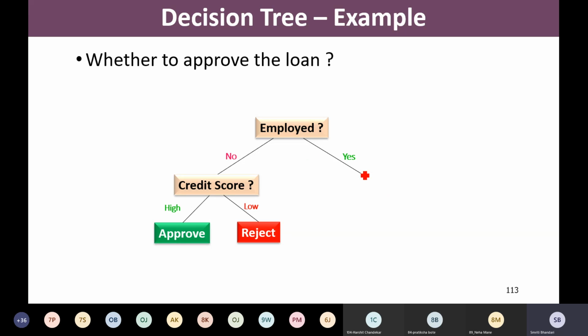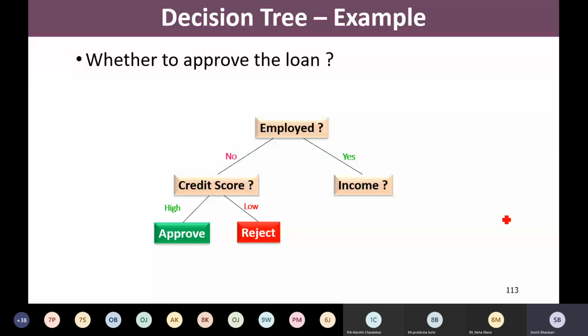Now if we look at the other possibility, if the person is employed, we are going to follow this branch. Then there might be some other criteria that the officials may look at. What might that criteria be? They may look at the income of the person, right? They may look at the income of the person.